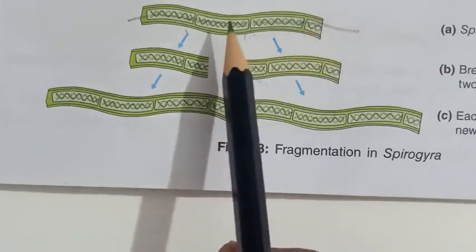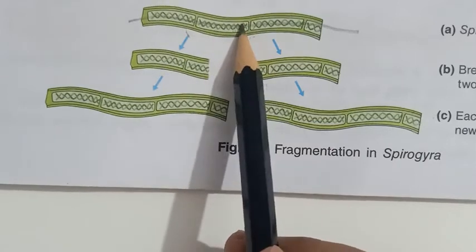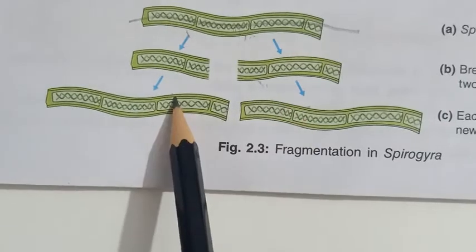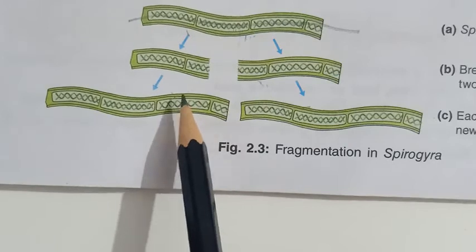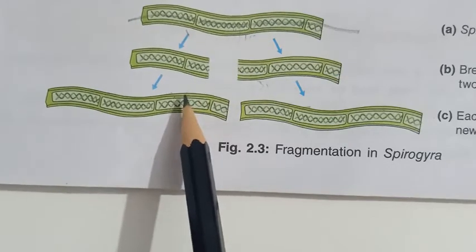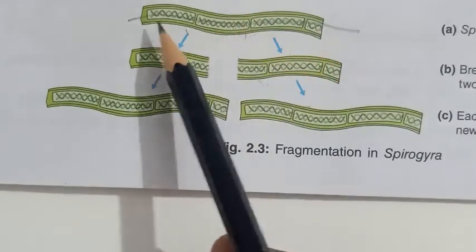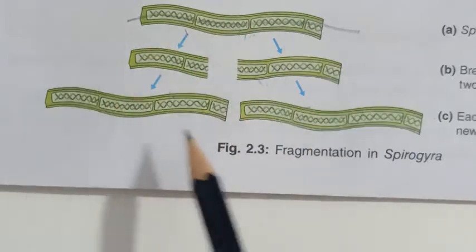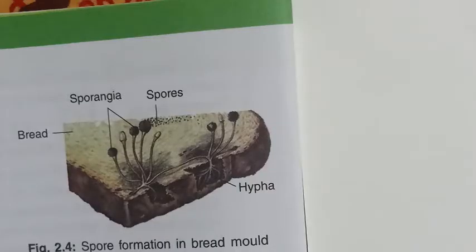Fragmentation means breaking of an organism into two parts or fragments, and each fragment grows and gives rise to a new plant. By fragmentation, Spirogyra spreads very fast and in a very short time over a large area in a pond. This single strand fragments into so many parts, and each part will behave like a single body. So student, the next method is spore formation.